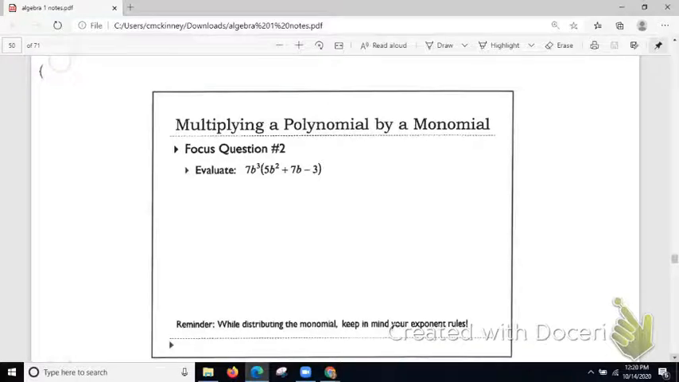So this question, very similar. So you might pause the video, work it out yourself, and then unpause and see if you and I got the same thing.